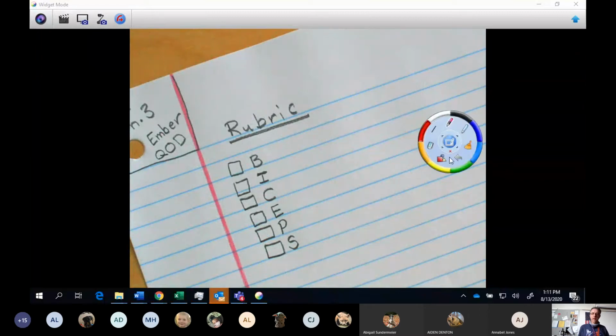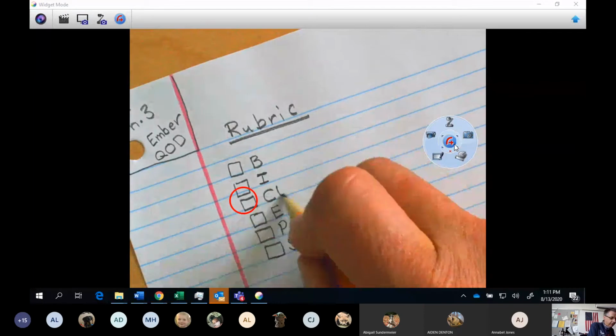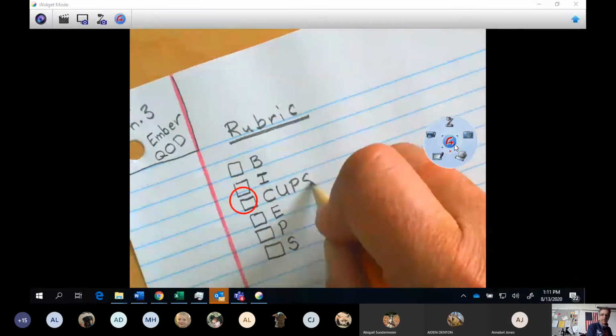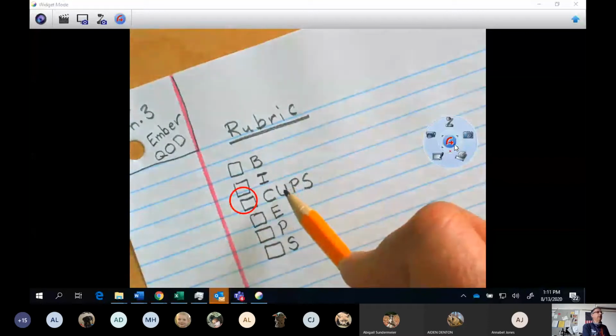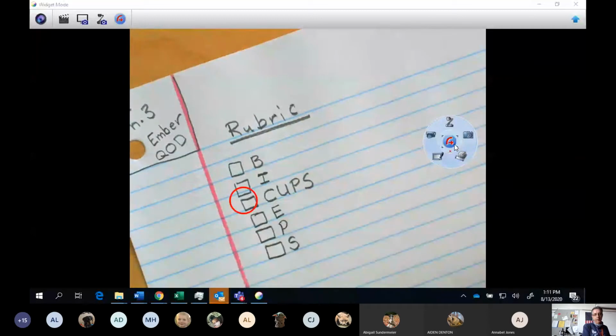So the first one that we already know, or the one that we've talked about, is cups. So what I want you to do is look at C right down here where the letter C is, that's going to stand for cups. And that just basically means whenever you do your writing, I want you to use capital letters. Make sure you use correct usage, meaning make sure you write your words so they sound correct when you read them out loud. P for punctuation, and S for spelling.